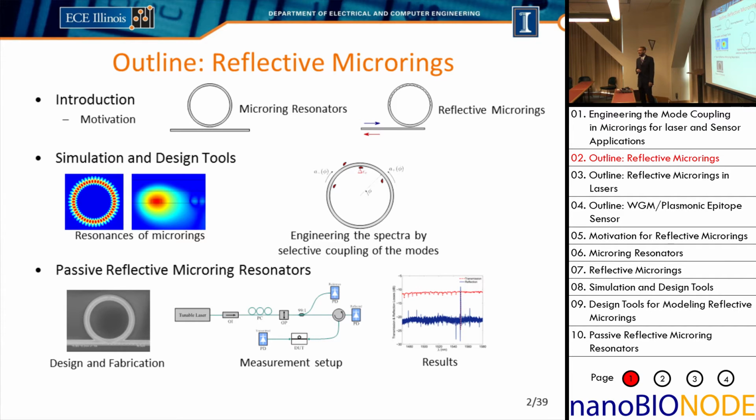I'll talk about the results that we have for passive microring resonators, how we designed and fabricated structures in silicon nitride using silicon dioxide cladding, the measurement of these devices so that we can calculate the spectra of the transmitted and also the reflected properties of the device. And I'll show some experimental results where we demonstrated single wavelength reflectors based on our microring design.